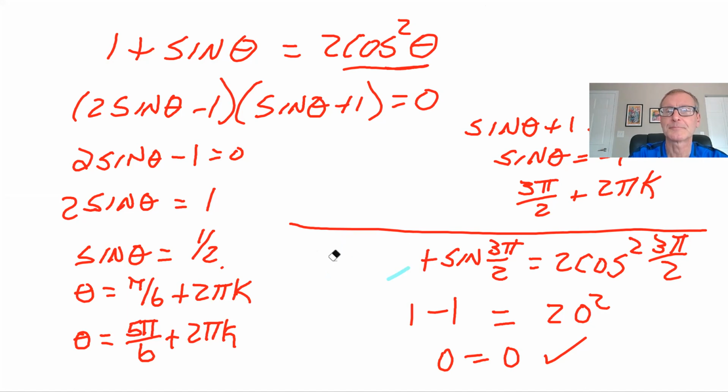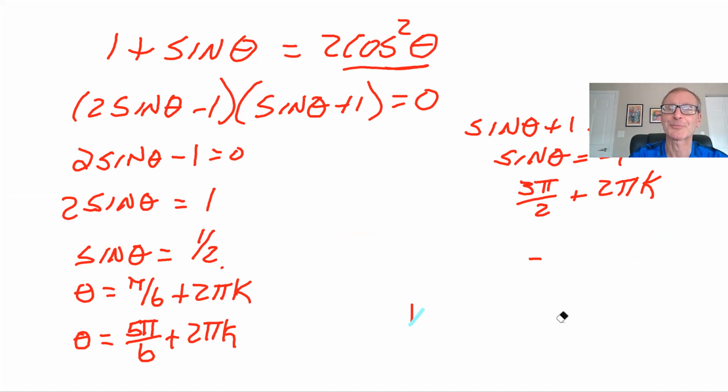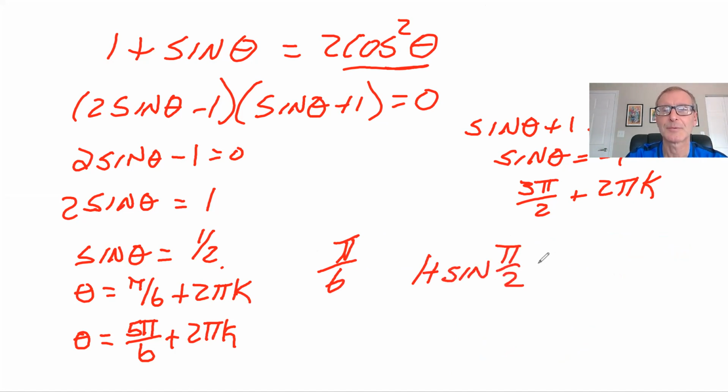Angle number 2. And once you try one of the angles, when you go to 2 pi, you don't have to try every angle. Impossible to try, right? So you just try all the base angles, as I like to use them. And let's try pi over 6. So this would be 1 plus sine of pi over 6 equals 2 cosine squared of pi over 6.